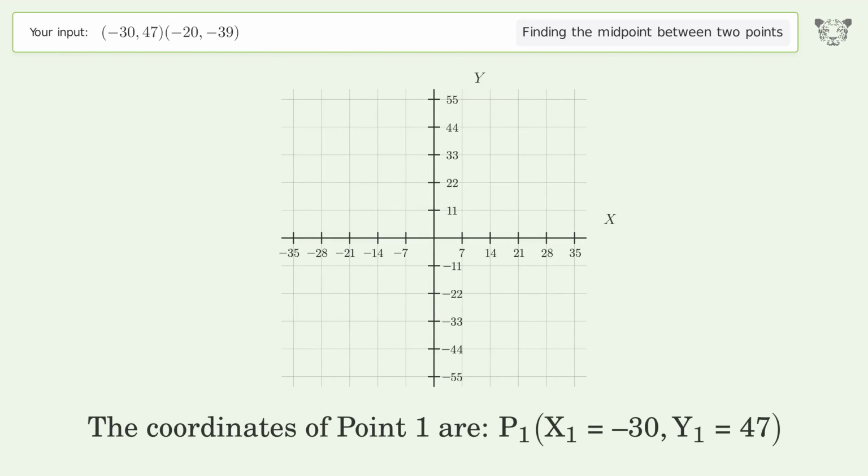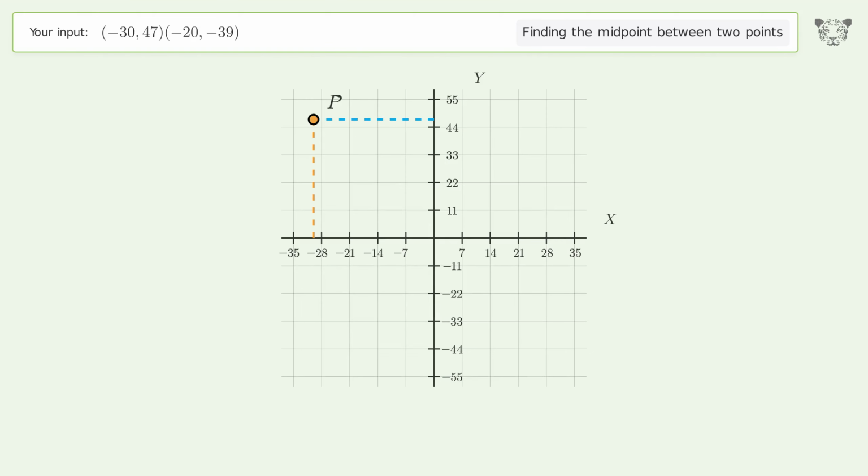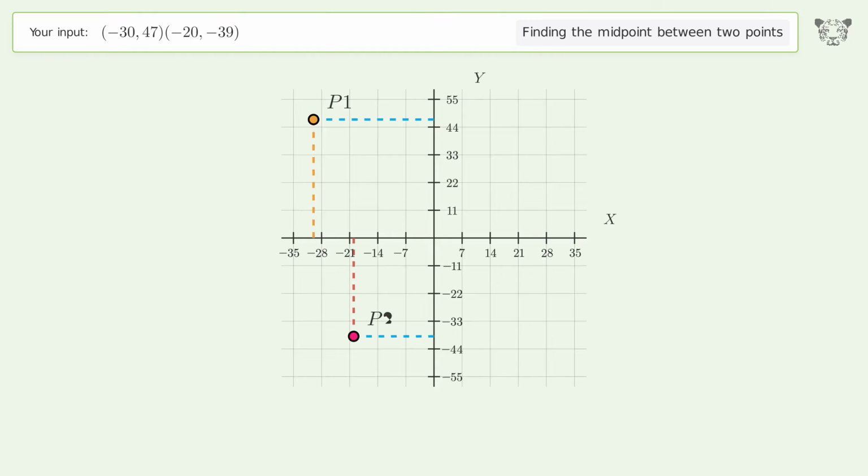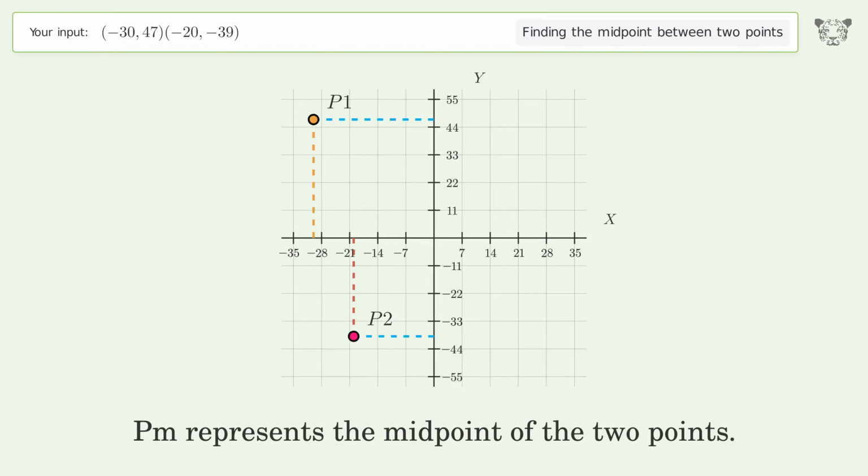The coordinates of point 1 are x1 equals -30, y1 equals 47. The coordinates of point 2 are x2 equals -20, y2 equals -39. PM represents the midpoint of the 2 points.